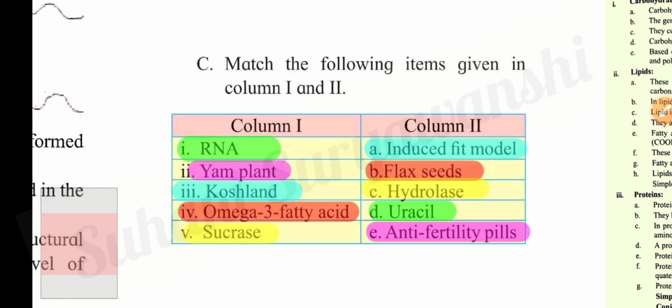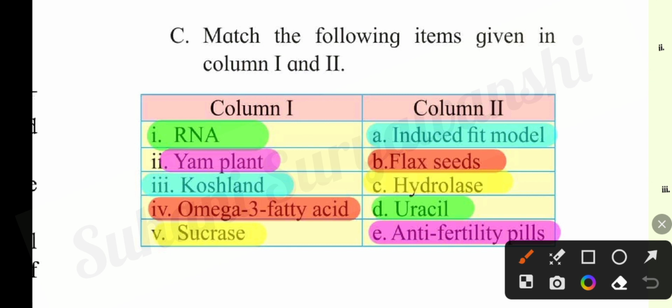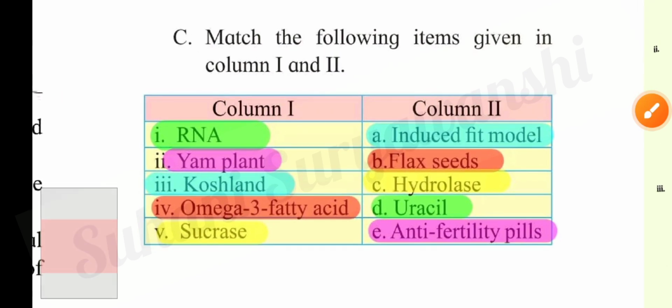Next, match the following items given in column 1 and 2. So here I have marked them with the same color. Like for RNA, the answer is uracil. For yam plant, the answer is anti-fertility pills. Koshland, the answer is induced fit model. Omega-3 fatty acids, the answer is flax seeds, and sucrase, the answer is hydrolase. So if you want, you can just take out the screenshot.